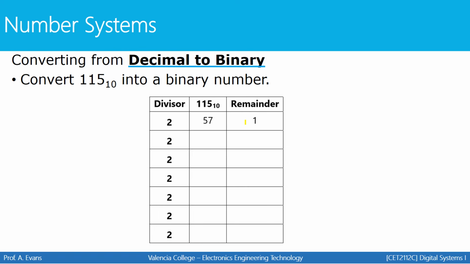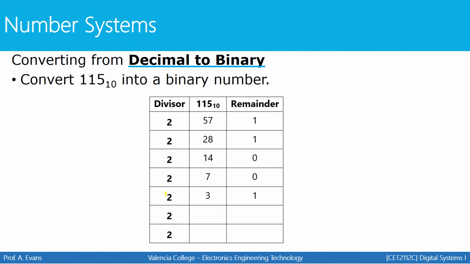And it's okay if you needed to grab a calculator to figure that out. Not a problem. Next, we're going to do 57 divided by 2. That's going to give you 28, remainder 1. Keep in mind any odd number that you divide is definitely going to have a remainder of 1. 28 divided by 2 is going to give you 14, remainder 0. 14 divided by 2 is going to give you 7, remainder 0. 7 divided by 2 is going to give you 3, remainder 1.